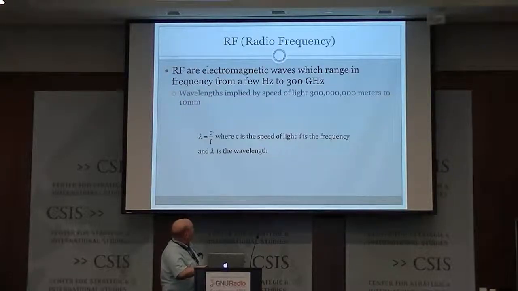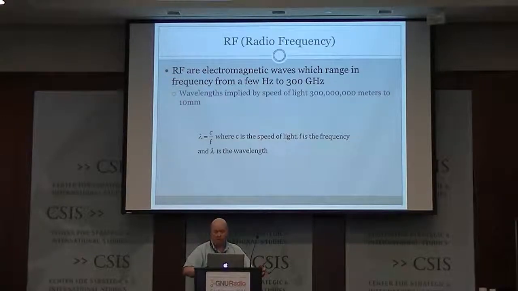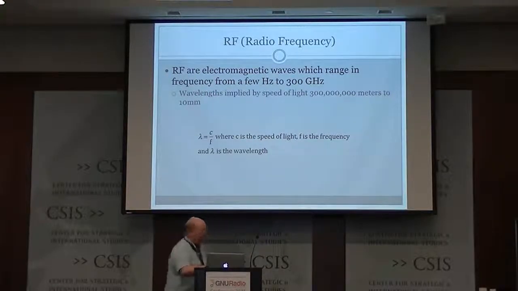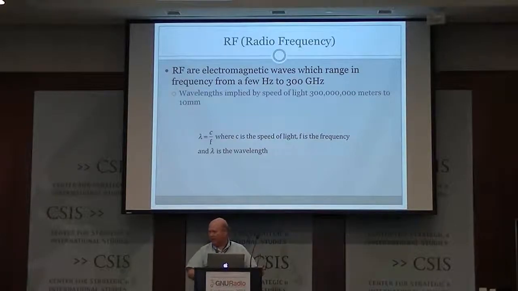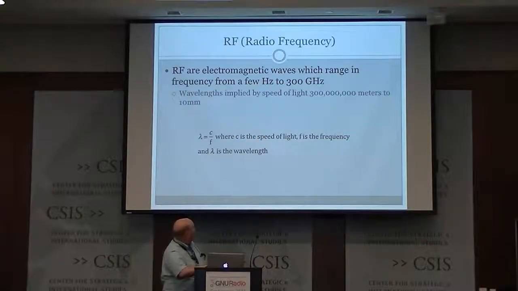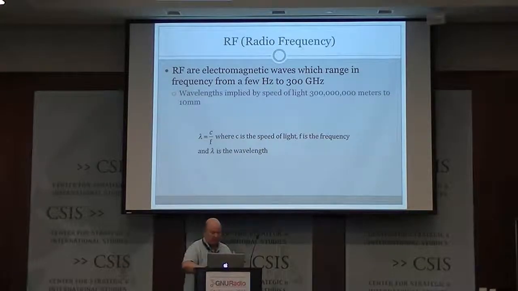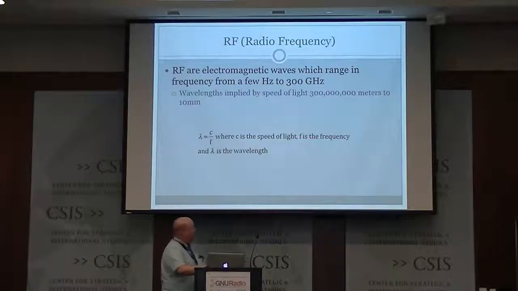What is it? Well, it's electromagnetic waves, and they range from 0 hertz to 300 gigahertz. That is what is called the radio frequency spectrum. Above that, we're getting into other things, close to light. But the powers that be one day said 300 gigahertz is the highest frequency that I'm going to call RF. The wavelengths are implied by the speed of light, which is 300 million meters a second. The wavelength in meters is the speed of light divided by the frequency in hertz.